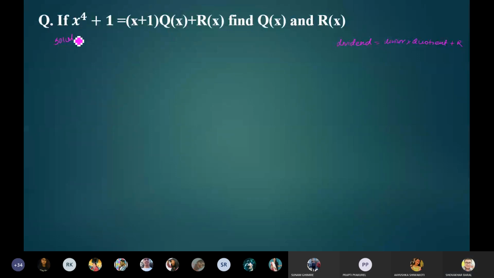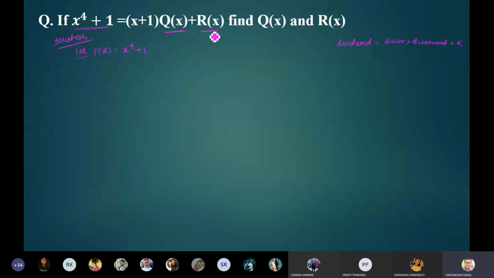Solution. Let me suppose this dividend is any polynomial, like let f(x) equal x power 4 plus 1. This is the other way of asking the question to find the quotient and the remainder. The question may not always ask you to find the quotient and the remainder in the direct way. The question may change the language. So this one is one example.